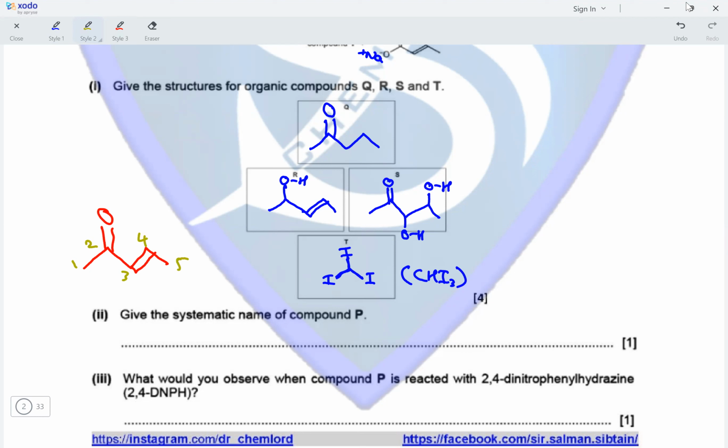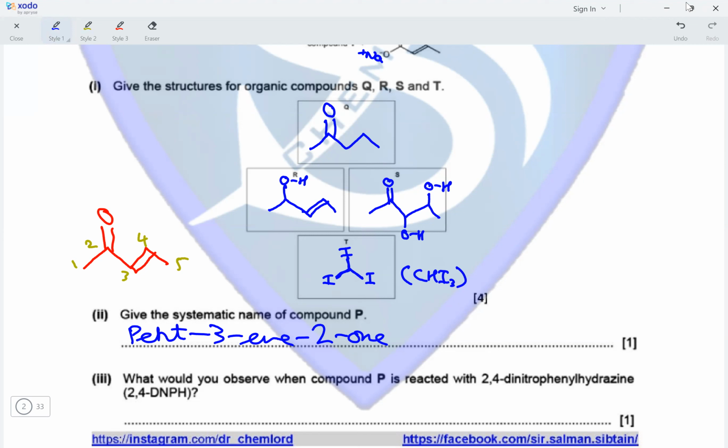Since it has 5 carbon atoms, it would be pent-3-ene, because the double bond is between the third and fourth carbon atoms, and 2-one because the ketone group is on the second carbon atom. Preference is given to the ketone group over the alkene group. So this compound is called pent-3-en-2-one.